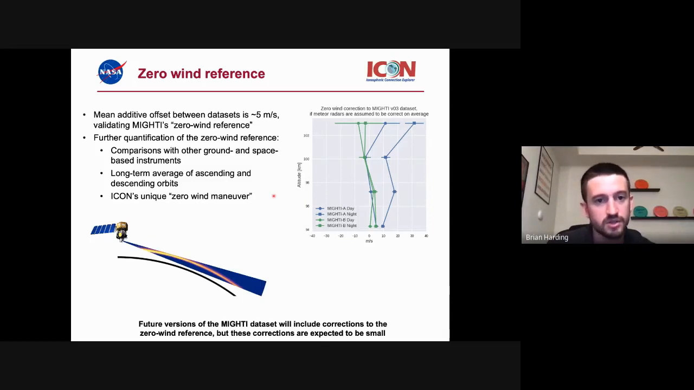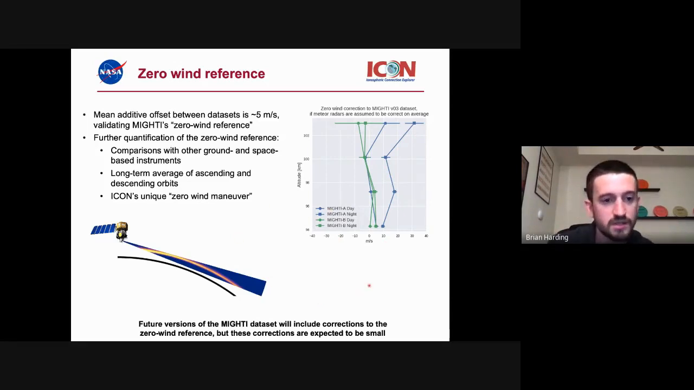But this analysis shows that those updates will probably be quite small. One example, if you split up the data set into MIGHTY A day, MIGHTY A night, MIGHTY B day, and MIGHTY B night, you see that MIGHTY A nighttime is sort of an outlier. So we're going to be using this to help understand and fix any possible calibrations, because each one of these 4 cases actually is a different calibration.